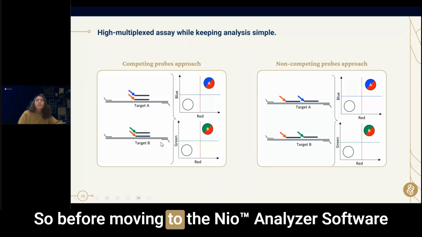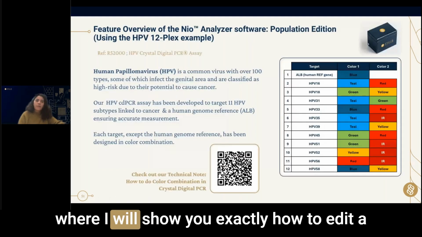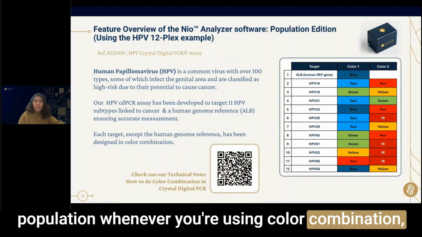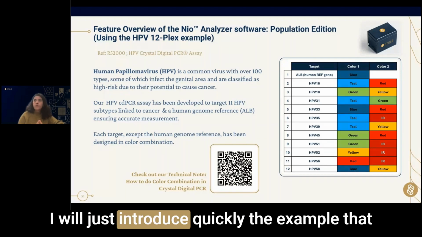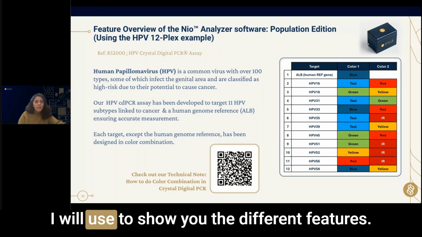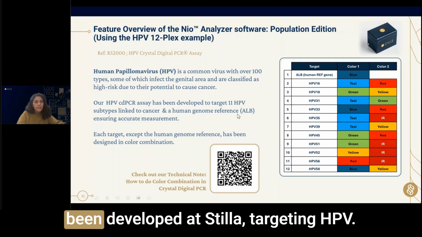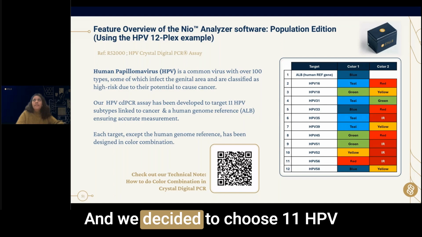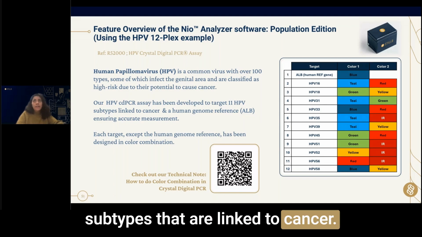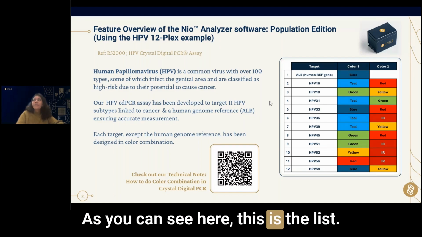So before moving to the Nio Analyzer software, where I will show you exactly how to edit a population whenever you're using color combination, I will just introduce quickly the example that I will use to show you the different features. So basically, we are using an assay that has been developed at Stilla, targeting HPV. And we decided to choose 11 HPV subtypes that are linked to cancer. As you can see here, this is the list.